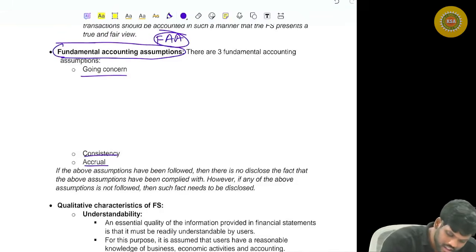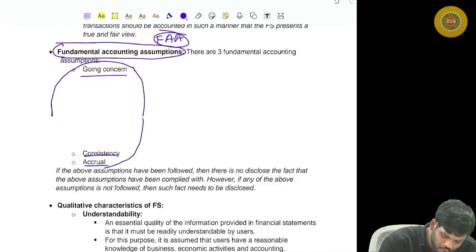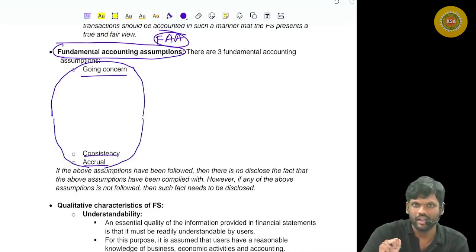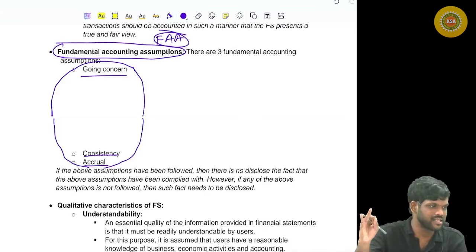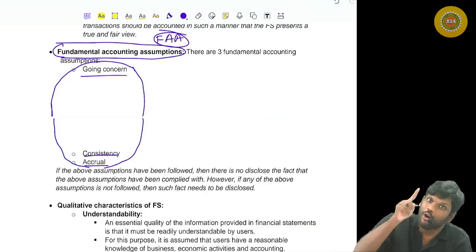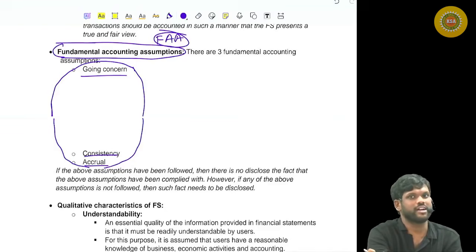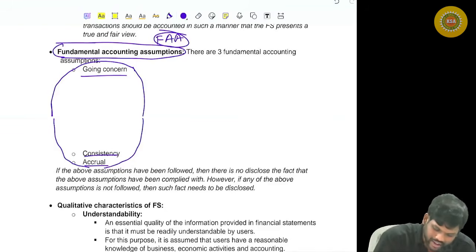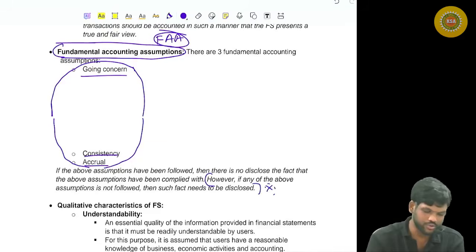And if you are not following any one out of these three, you have to write that you are not following that. I am repeating, there are three fundamental accounting assumptions: going concern, consistency, accrual. These three assumptions, if you are following them, you need not write in the financial statements. But if you are not following them, you have to write in the financial statements that you are not following them.